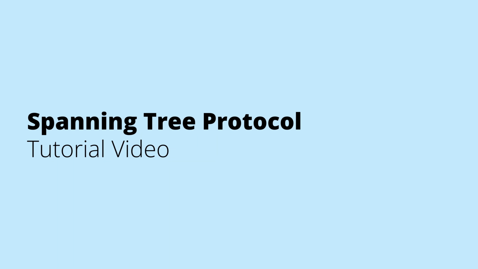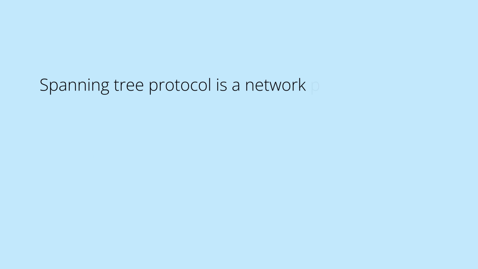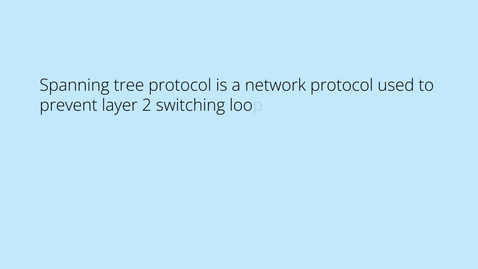My name is Nico, and today we'll be enabling Spanning Tree Protocol on the Flex 2410G managed switch. Let's start by explaining what is Spanning Tree Protocol. Spanning Tree Protocol is a network protocol used to prevent Layer 2 switching loops.